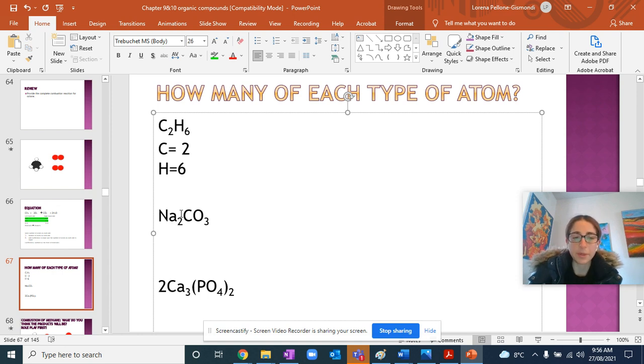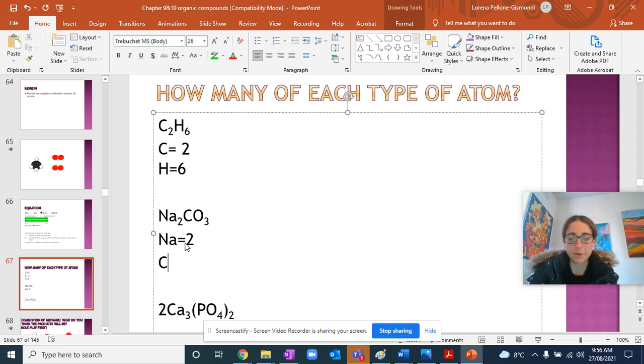Here, some people think we have N and A. Remember that some elements have a 2-letter symbol. So if you see one uppercase and one lowercase, they are actually the same atom. And we have 2 sodiums. You can always double check off the periodic table. 1 carbon and 3 oxygens.